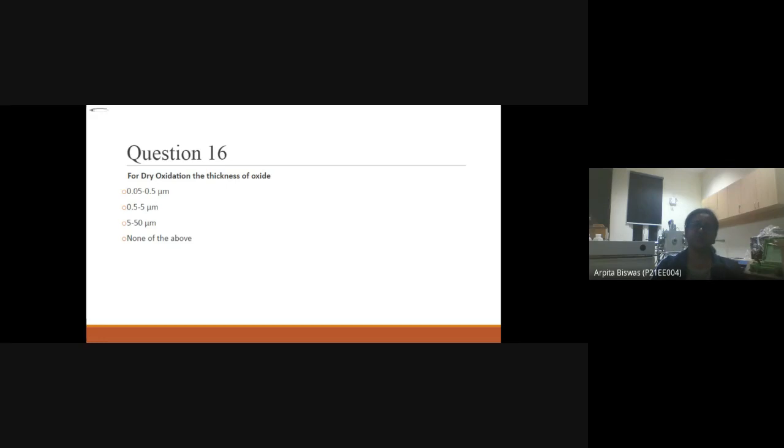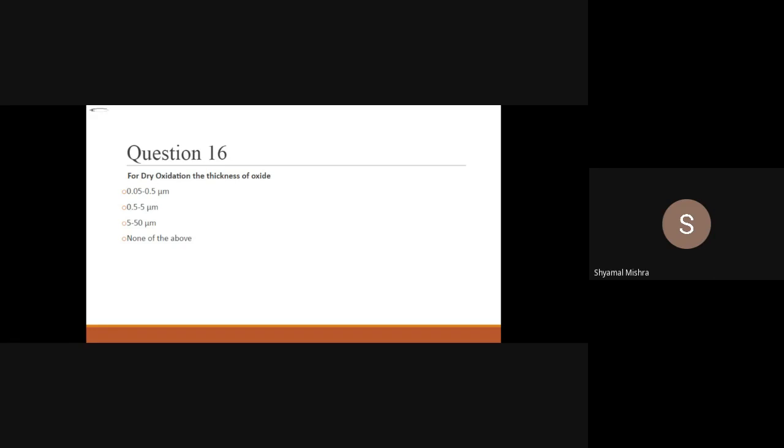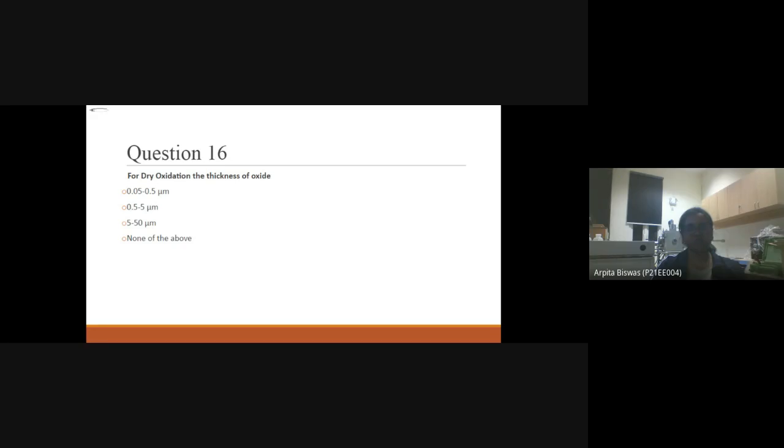Next, we are moving toward question number 16. For dry oxidation, the thickness of oxide: first option is 0.05 to 0.5 micrometer. Second option is 0.5 to 5 micrometer. Third option is 5 to 50 micrometer. And the last option is none of the above. So, what is the right answer?